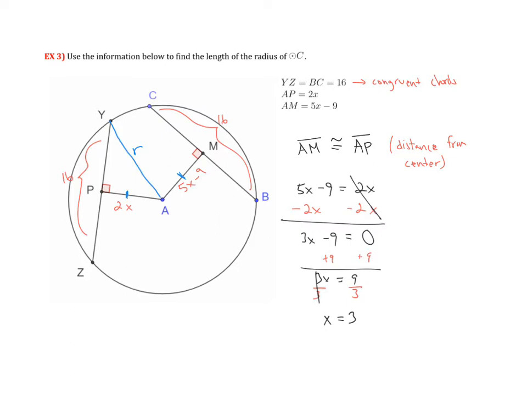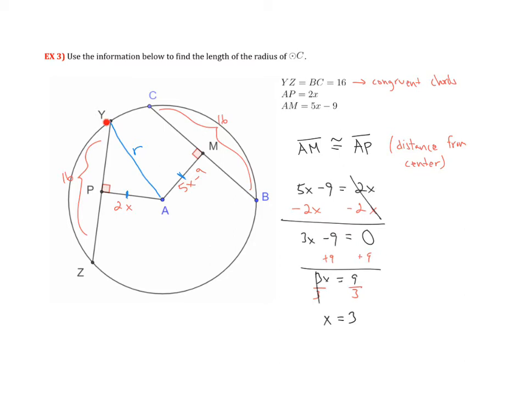And what happened when I connected and made this radius is that I now have a right triangle with 3 side lengths. So what I'm going to use to solve for the radius is the Pythagorean theorem. Because I have AP, it's 2x, but I also know what x is, so not worried about that there.